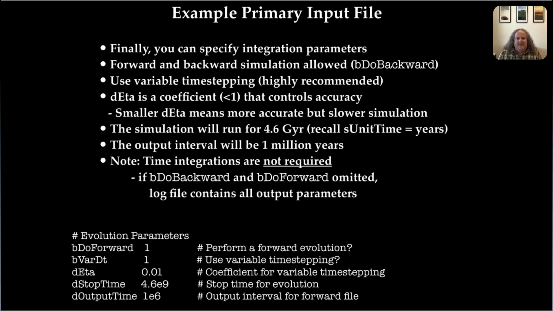Finally, I want to note that time integrations are not required. If these parameters were omitted, VPLanet would still write a log file, if selected, and that file would contain all the output parameters predicted by your options.